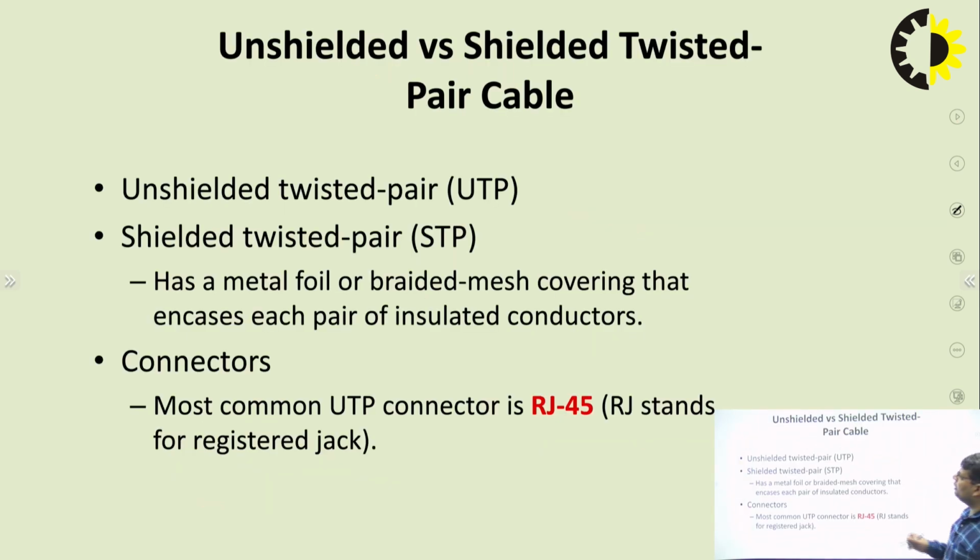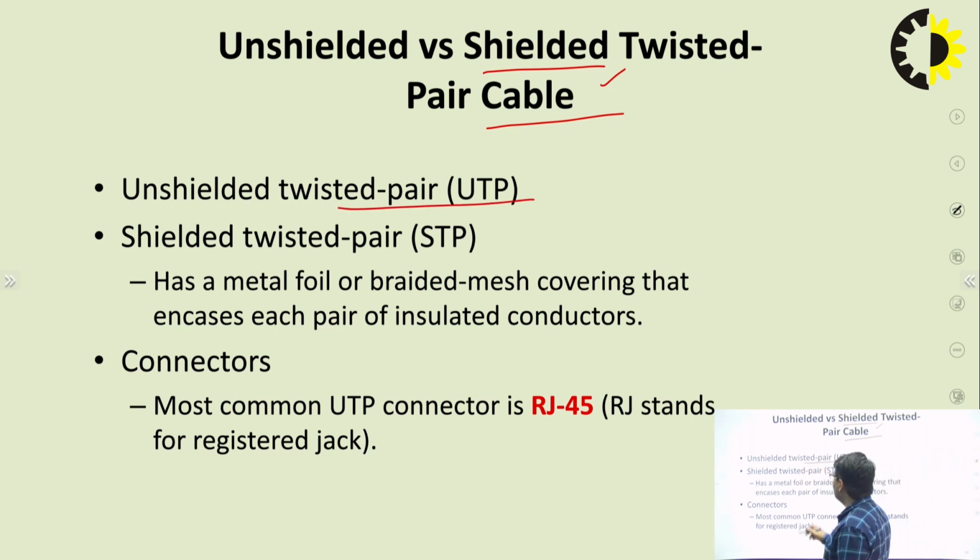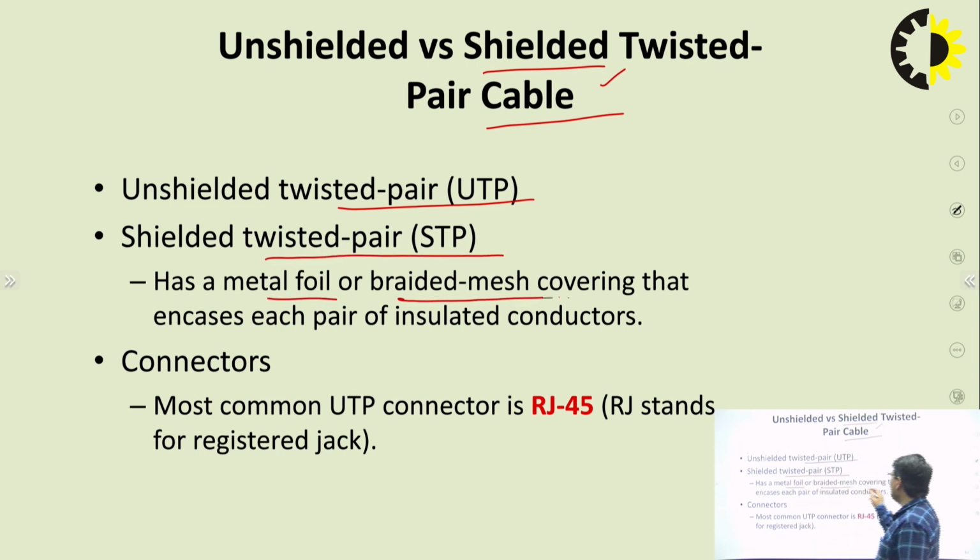If we compare the difference, we have already seen in the diagram that in the shielded one there is a metallic shield over the insulated pair of twisted conducting wires. So basically unshielded has no metallic shield, whereas shielded twisted pair has a metal foil or braided mesh covering the pair of insulated conductors.